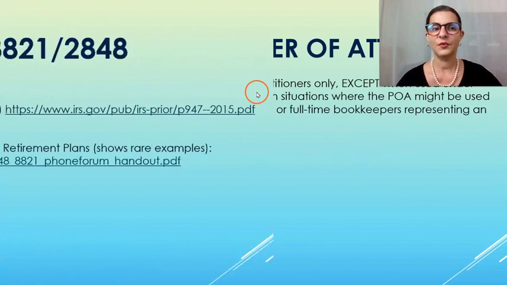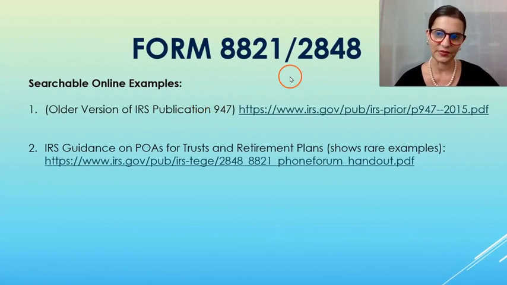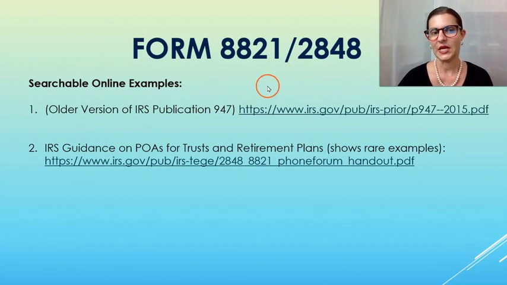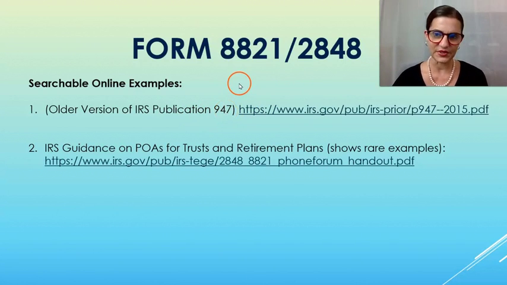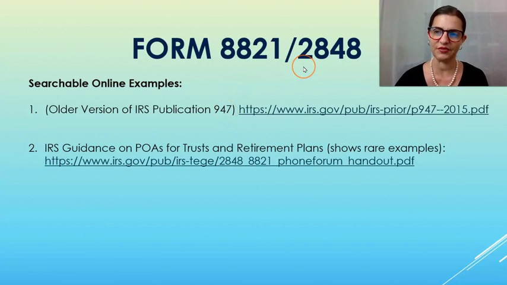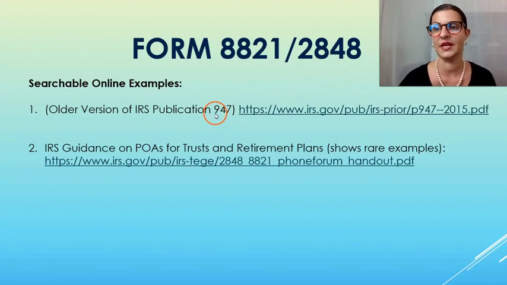Okay. Now, if you want to see online examples of these forms filled out, you have to actually look at some of the older IRS publications. For whatever reason, the IRS used to have examples of these forms, the 8821 and the 2848, in IRS publication 947. They stopped doing that. So publication 947 has been updated recently, but there are no examples of the Form 8821 or the 2848 in any of the recent versions of this publication.